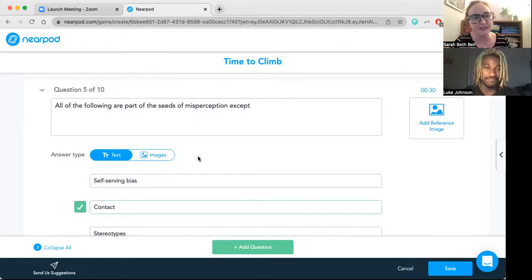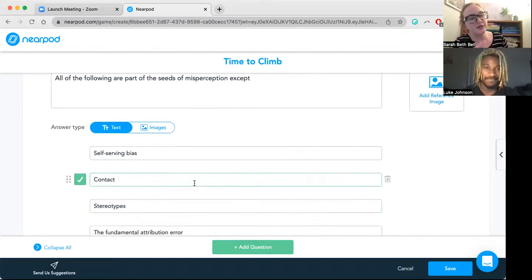These are the seeds of misperception: self-serving bias, stereotypes, and the fundamental attribution error. Those are some of the seeds. Contact is just not part of the seeds of misperception. I don't really know how to explain that beyond just that it's not one of the seeds.